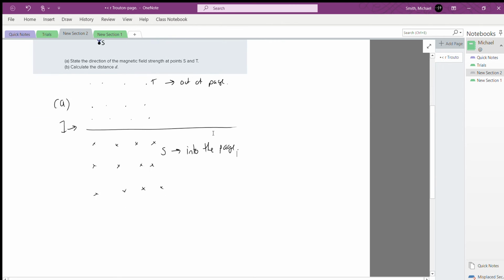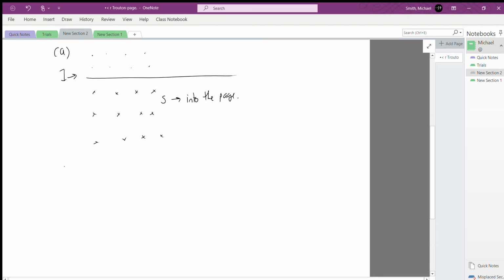After that, we need to determine the distance D. This seems a little bit tricky, but it's actually not too bad. It's kind of like a proportionality type question. It just requires you to think through what you're given, and then after you go through that, you can work out what you need to do.